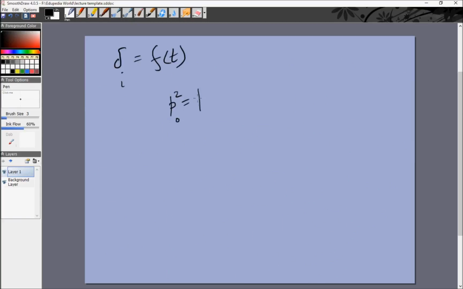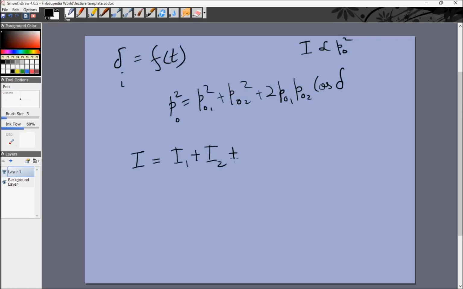Now if the P0 square is equal to P01 square plus P02 square plus 2 P01 P02 cos delta, we could also write it in terms of the intensities of the waves. We saw in the first lecture that intensity is proportional to the square of the amplitude. So we can get the net intensity is equal to the first intensity plus the second intensity plus 2 root I1 root I2 cos delta.